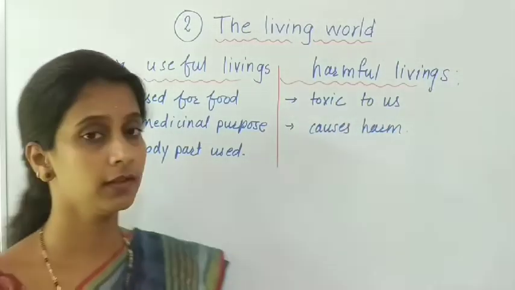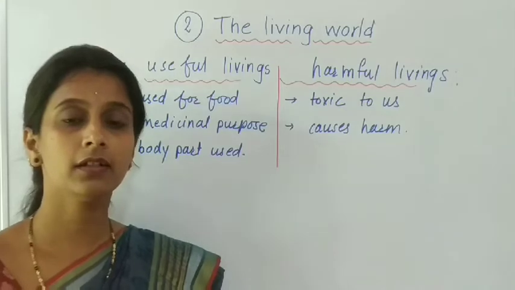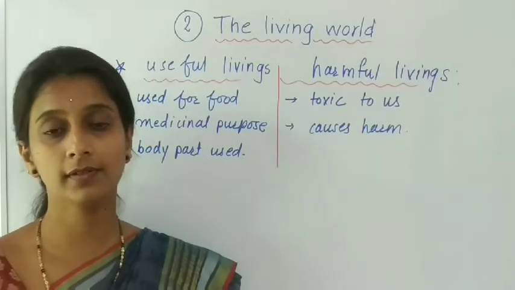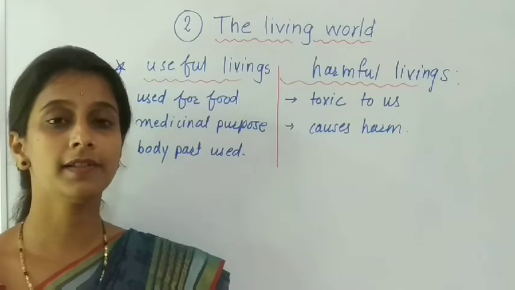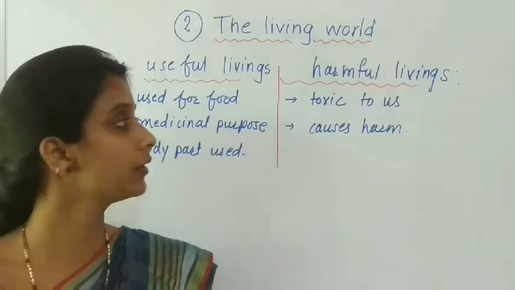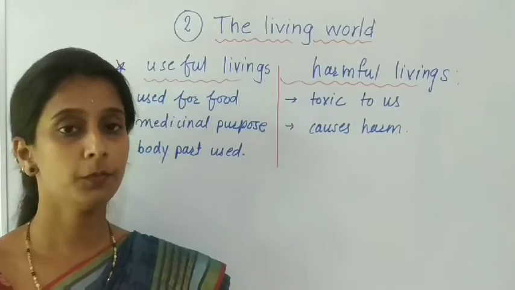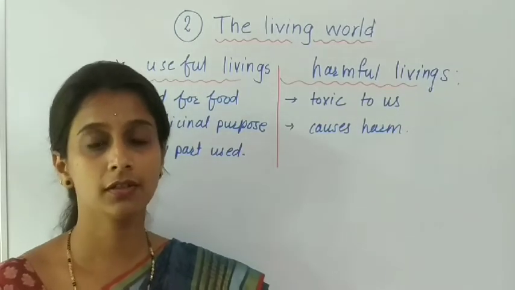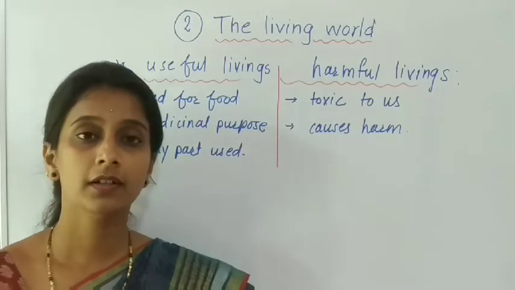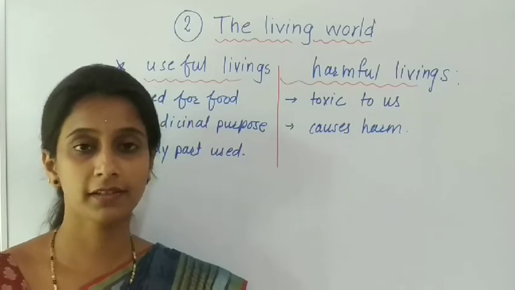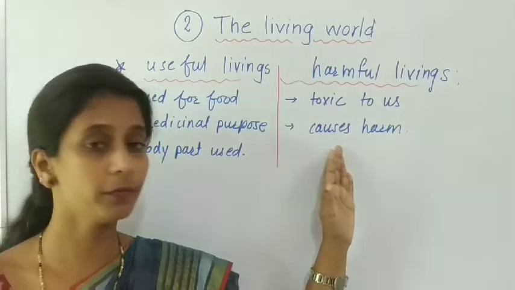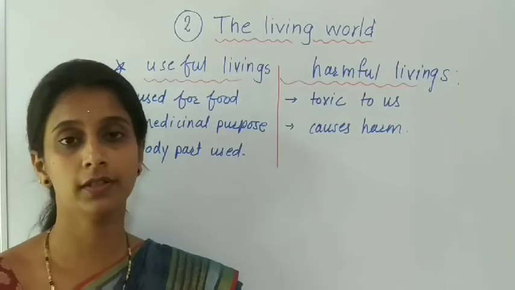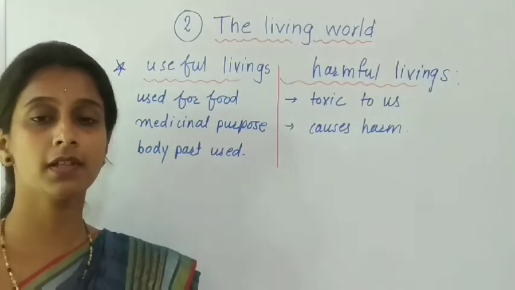Now harmful things. Some plants, like the datura plant, are toxic to us. Some animals, like poisonous snakes, are present around us. This type of animal is toxic to us and causes harm to us. And some plants cause itching, so in this way they are harmful to us. Sometimes dogs bite us and we suffer from different diseases from animals. In this way, animals and plants cause harm to human beings. So harmful living organisms are also there.